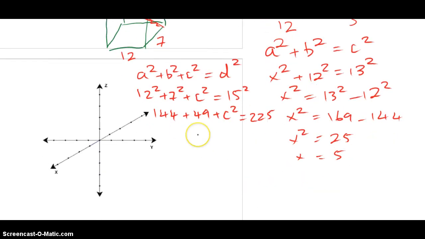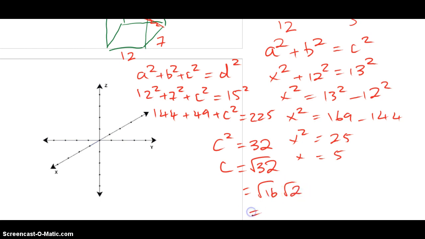And now let's tidy that up a little bit. So 144 plus 49, and then we're going to take that to the other side, so we're only going to end up with c squared equals 32. So c is going to equal the square root of 32, which can be simplified, and actually isn't that the same as square root of 16 times square root of 2, which is equal to 4 root 2.